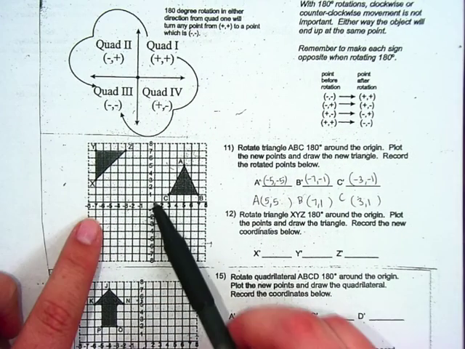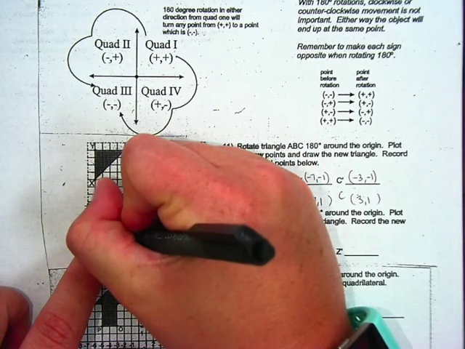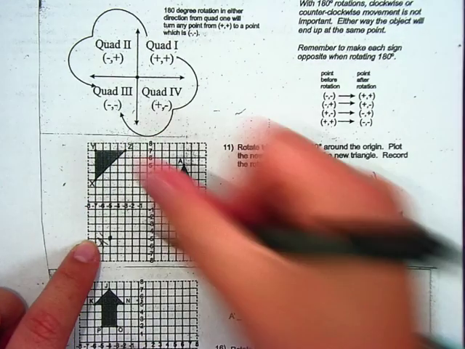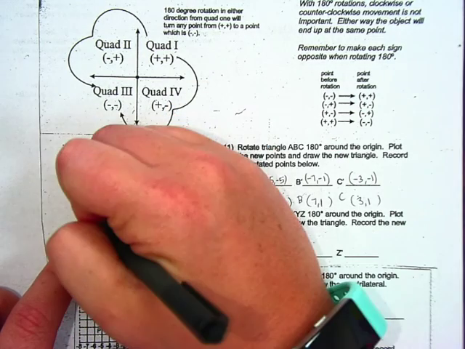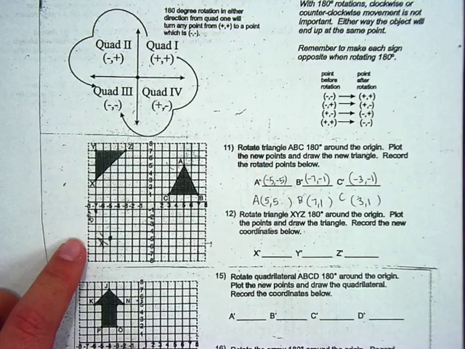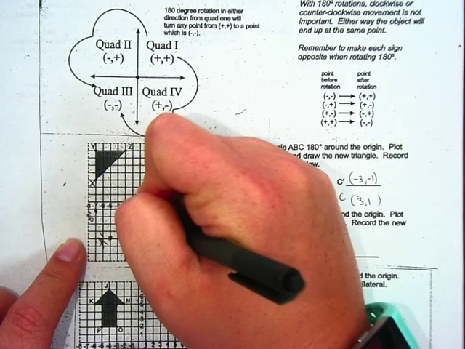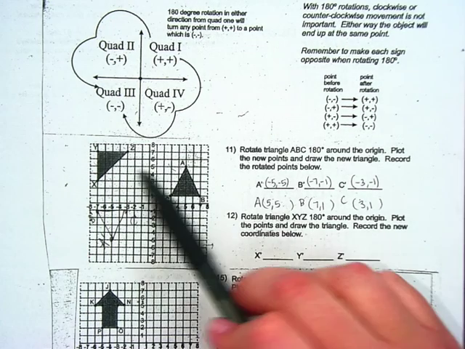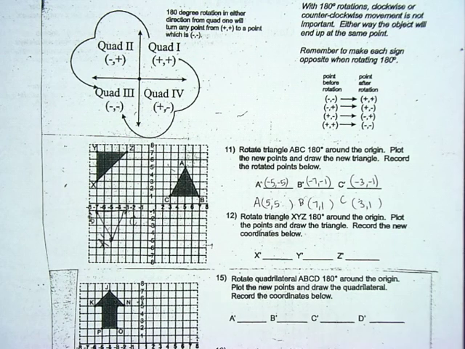So all I'm going to do is graph those. So a negative 5 and a negative 5, A prime. Negative 7, negative 1 should be B prime. And C prime should be a negative 3, negative 1. So your figure kind of turned here and here. So it's kind of upside down on itself.